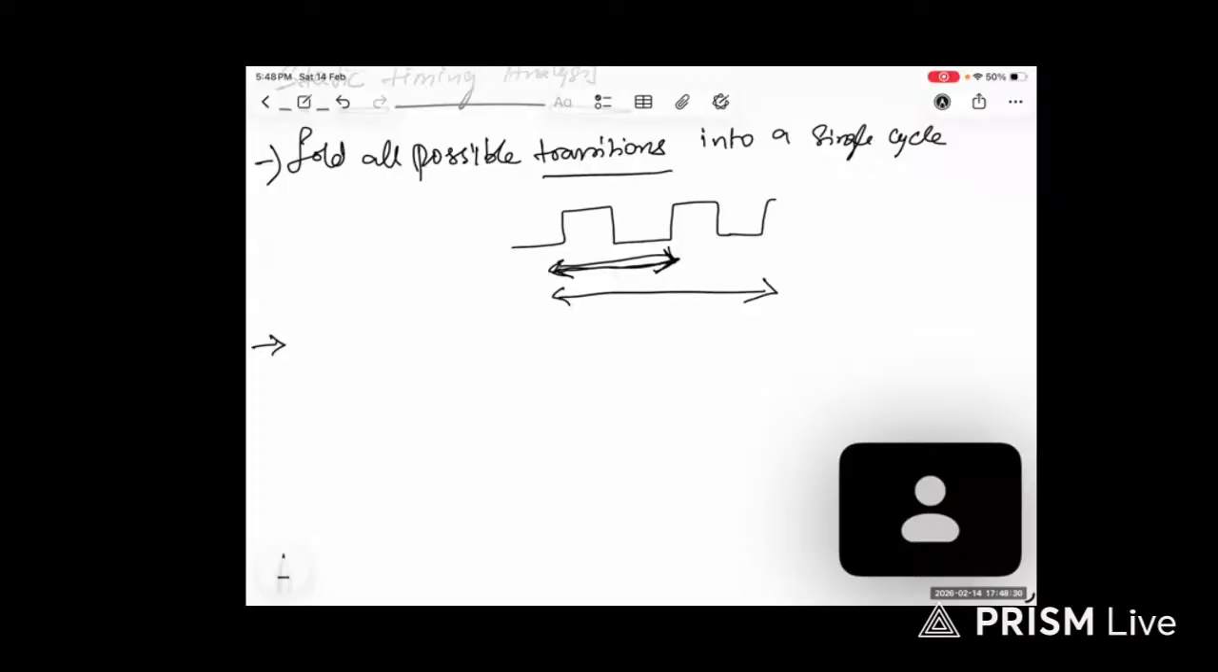Then what you have to say is that there is an assumption that your signal becomes stable at the latest possible time.